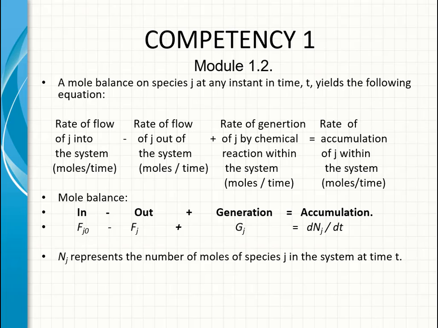What is coming in is the mole flow rate of J, Fj0. What is going out is Fj. What is generated is Gj. And what is accumulated is dNj divided by dt. Nj represents the number of moles of species J in the system at time t.